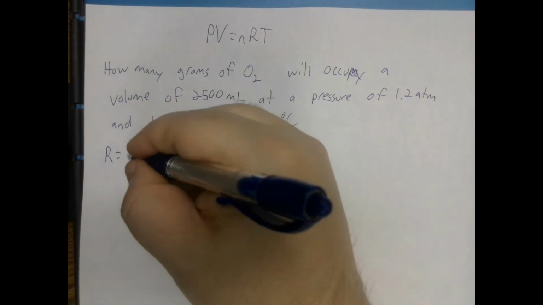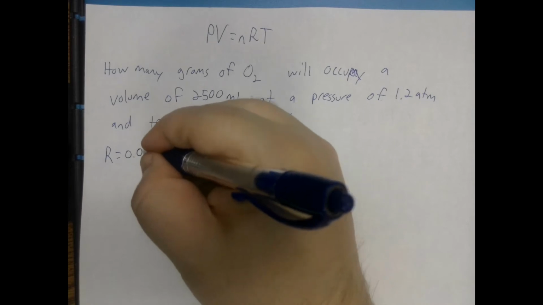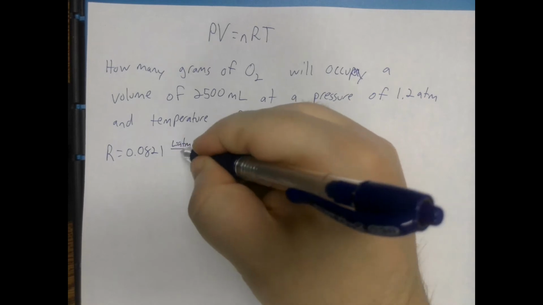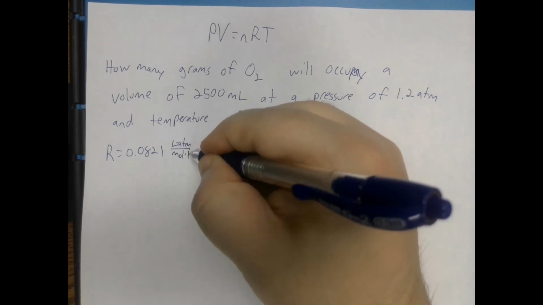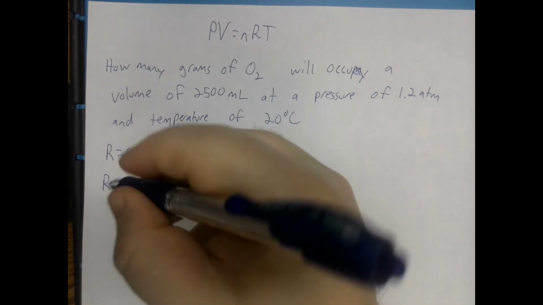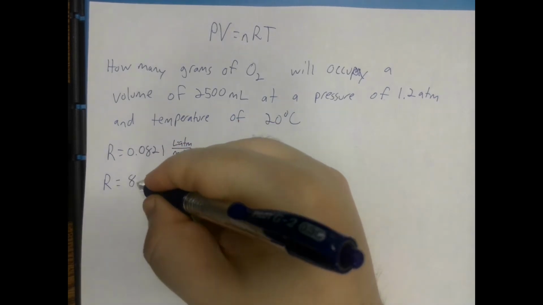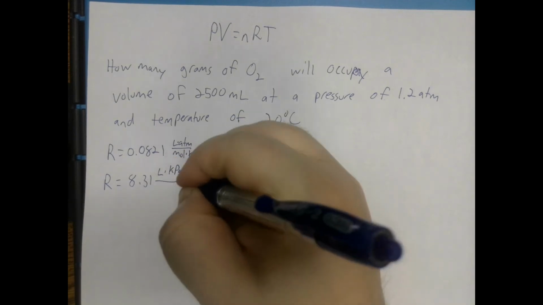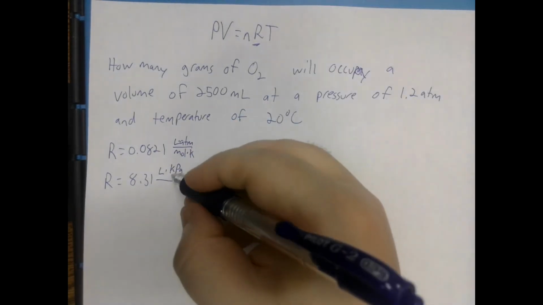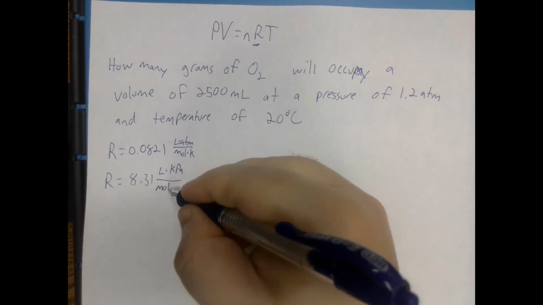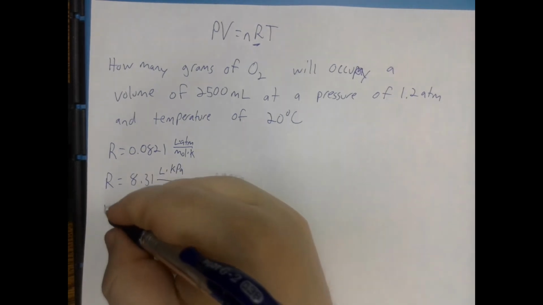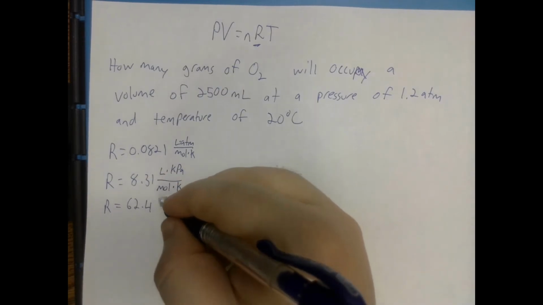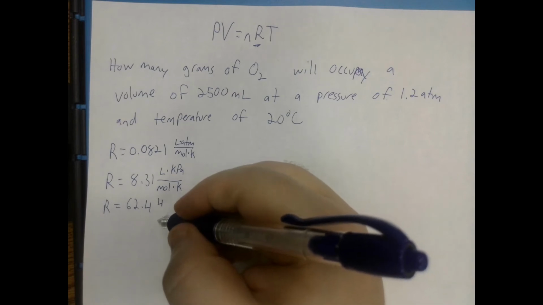Our R value is 0.0821 liter atmosphere per mole Kelvin. This was just given. They're constants, they never change. It's this R right here. It's just constants. It's a constant, like pi is equal to 3.1415.